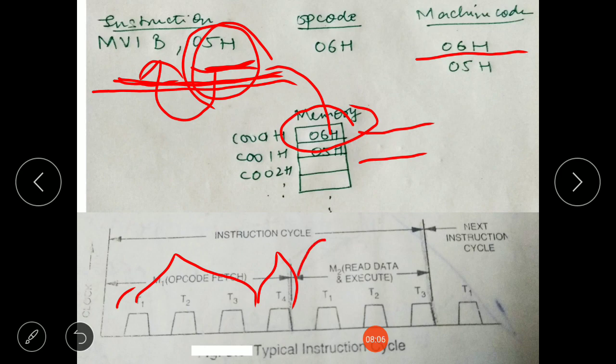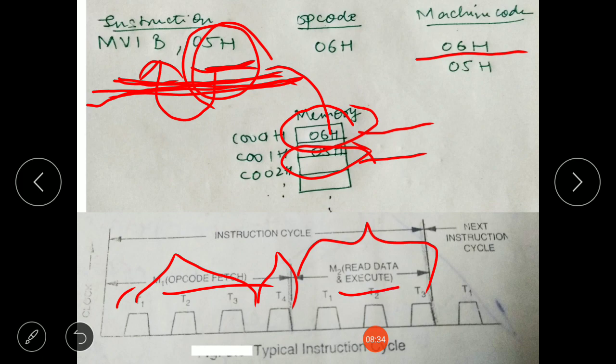So the next machine cycle will be used by the microprocessor to read that data, that is 05H, from the memory. The second machine cycle will be used for memory reading, that is getting the 05H data from the memory, and then executing the instruction. So this whole instruction needs 2 machine cycles, one for opcode fetch and one for memory read. Generally the opcode fetch machine cycle constitutes 4 clock cycles, and the memory read machine cycle constitutes 3 clock cycles.